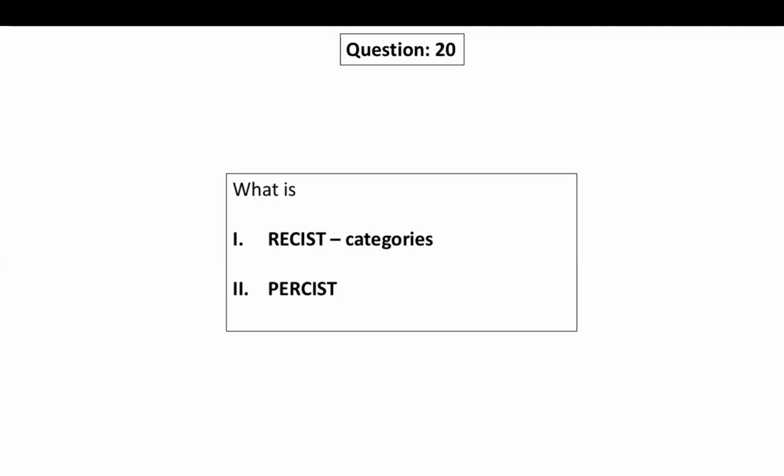And what about PERCIST? PERCIST was done mainly from the PET CT. It's PET response criteria in solid tumors. Okay.